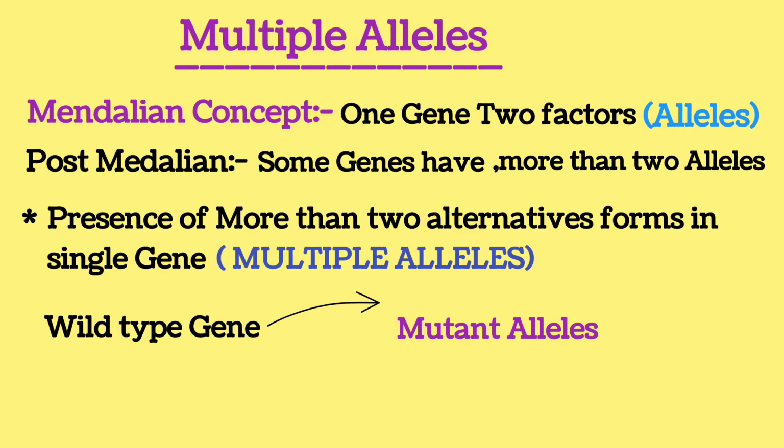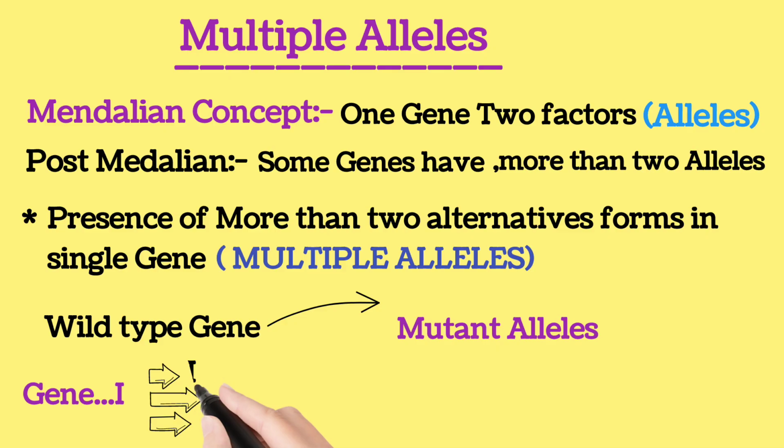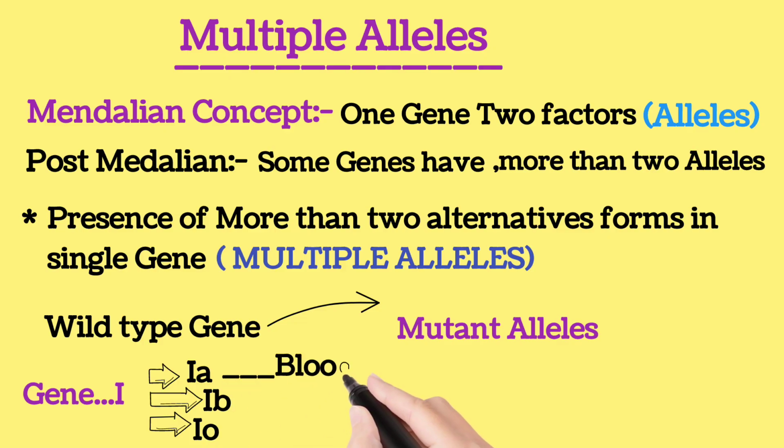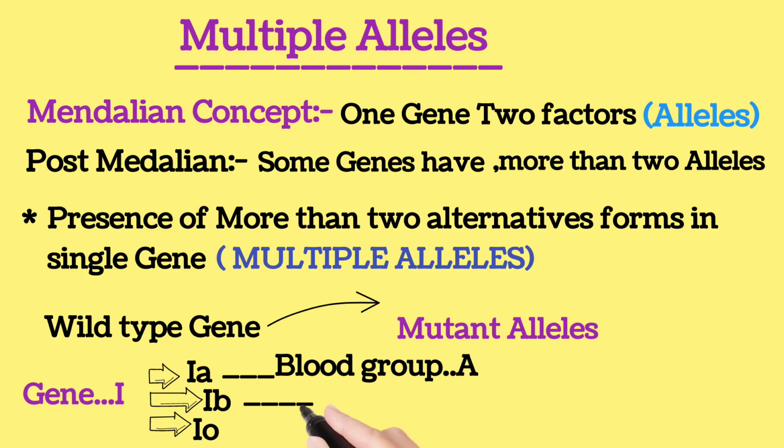Here, let me quote a good example. We have gene I in our body having three important alleles: IA, IB, and IO. These alleles control specific types of blood group in our body. IA controls blood group A, IB accordingly B, and IO controls O blood group in our body. So one gene has three alleles. This is a good example of multiple allelism.